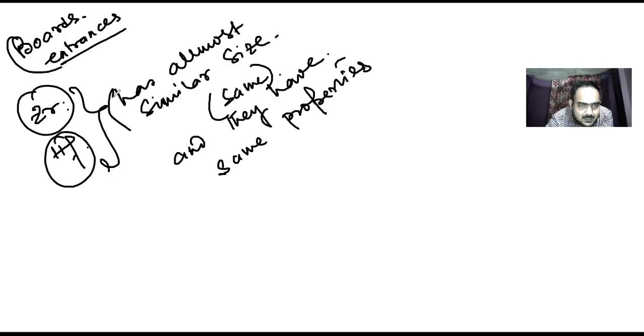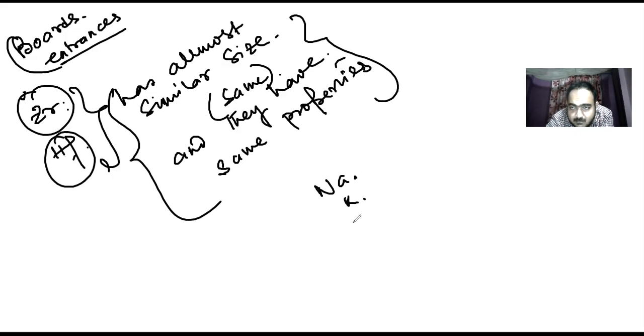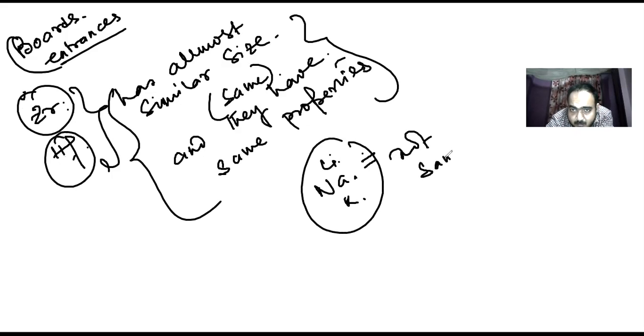You may ask me, they are present in the same group, so they will definitely show the same properties. No, sodium and potassium are present in the same group. Lithium is also present in the same group. They are similar in properties but not the same. Similar and same are not the same thing.